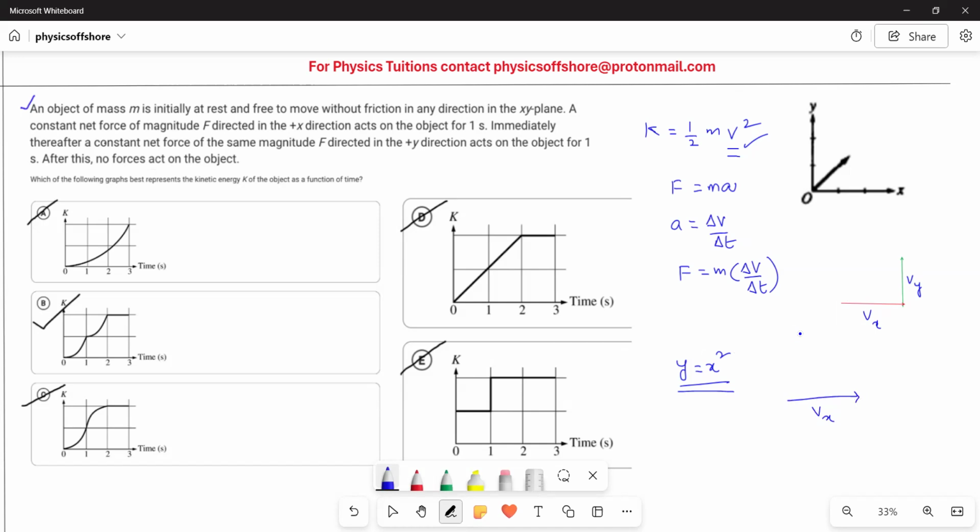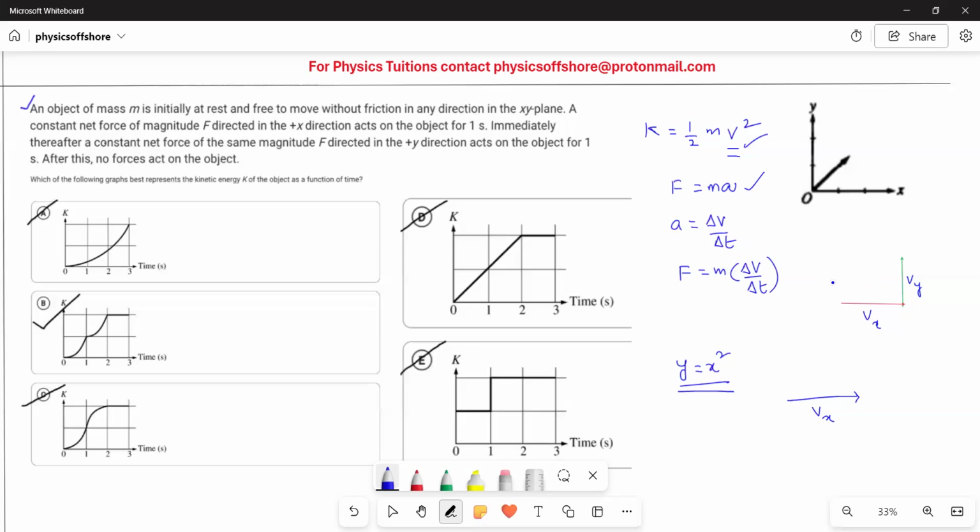Agree? Initially, because the force is acting on an object, the object has acceleration because F is equal to ma. The object has acceleration means its velocity is increasing. That is the basic principle here. So this is along the x direction. Next, what is happening along the y direction?